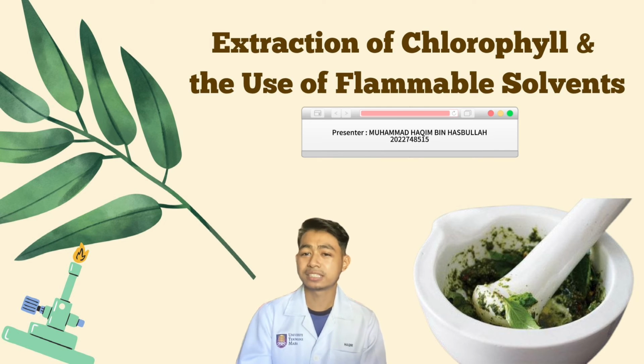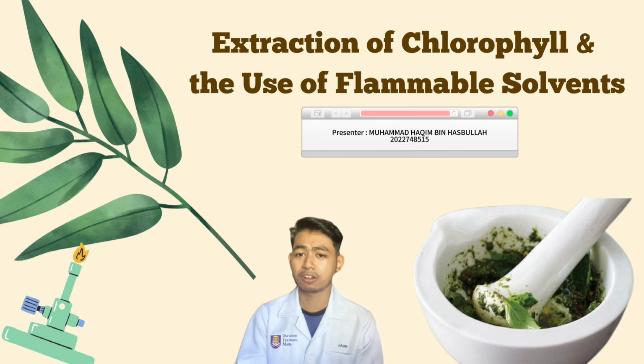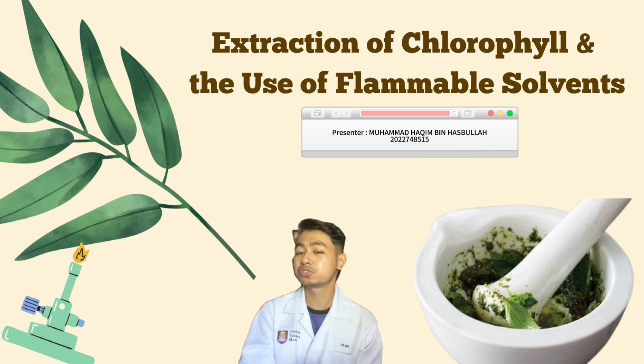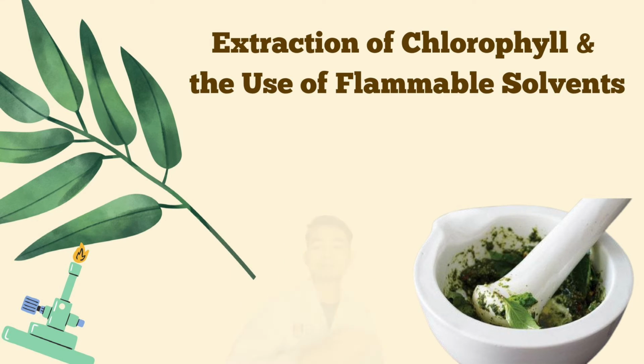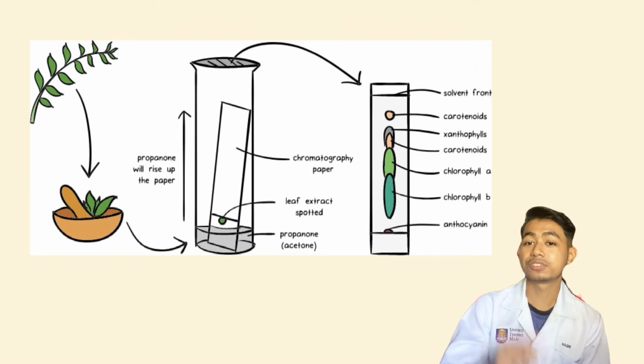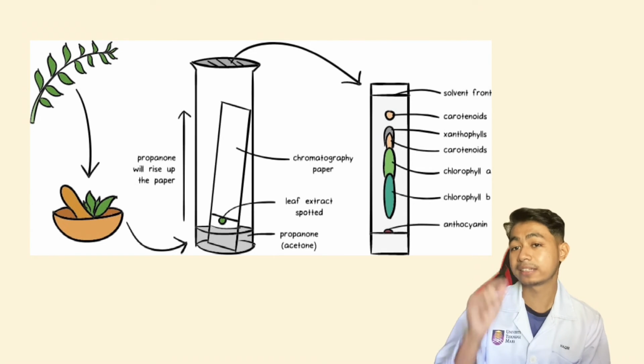What is the relationship between the extraction of chlorophyll and the flammable solvents? Do you all want to know the answer? Let's check it out. For your information, in order to get the extraction of chlorophyll or chromatography, we need to separate the pigments of plant clearly.